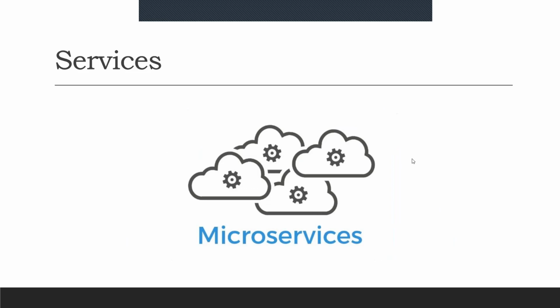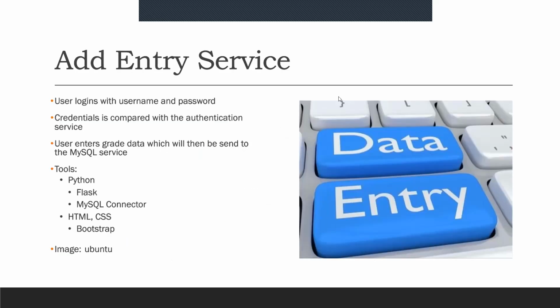So now let's talk about the services that we used. Our first service is the add entry service. This is usually the first service that clients will access. They'll need to use their login credentials, a username and a password, which will then be authenticated by the authentication service. Afterwards, they will be able to enter grade data, which will then be put into the MySQL service. The tools used for this service: we use Python for the backend, which uses Flask for routing, the MySQL connector to connect to the MySQL service, and HTML and CSS for our front end.